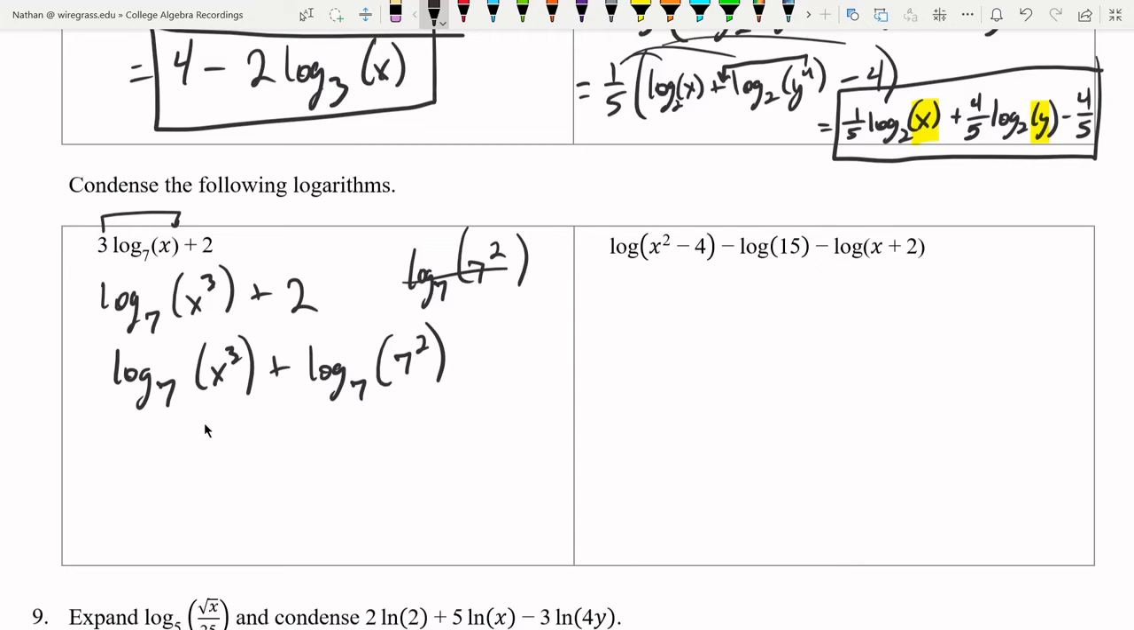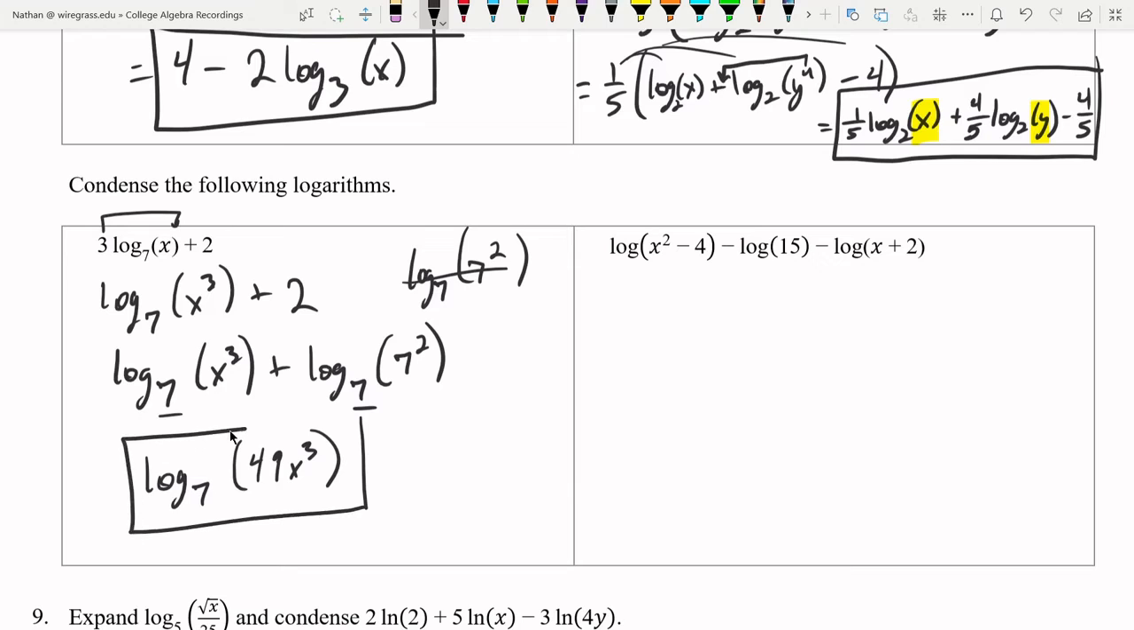We have an addition of two logarithms that have the same base, which means I can combine this into log base 7. 7 squared is 49, and x cubed is just x cubed. And that is completely condensed into a single logarithm.